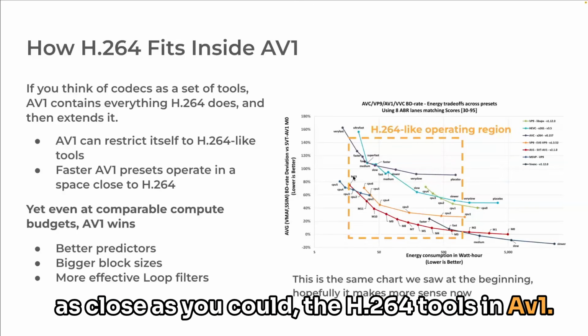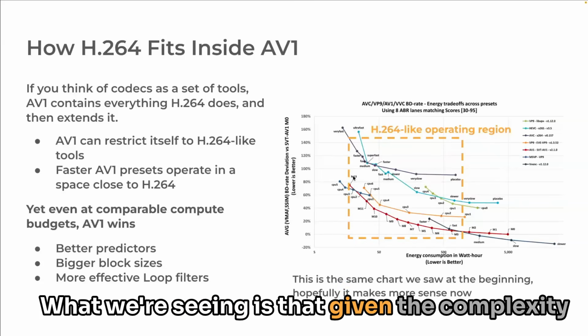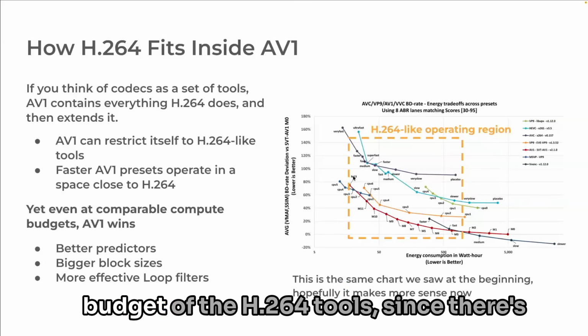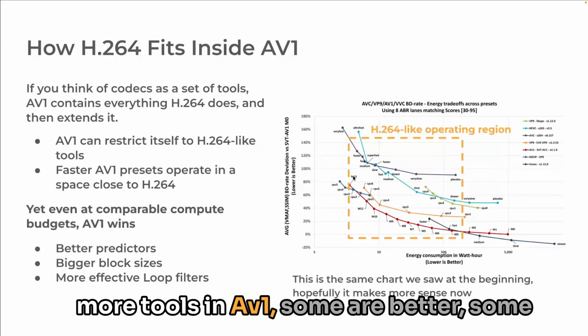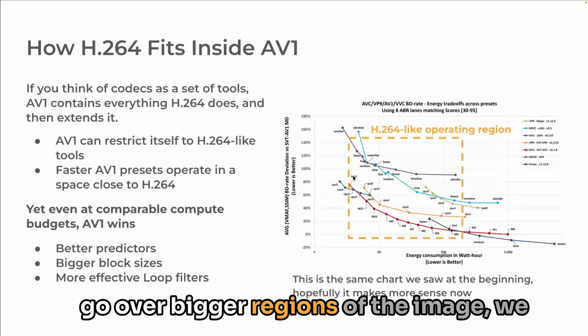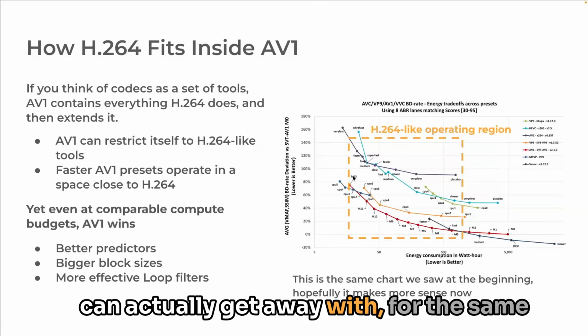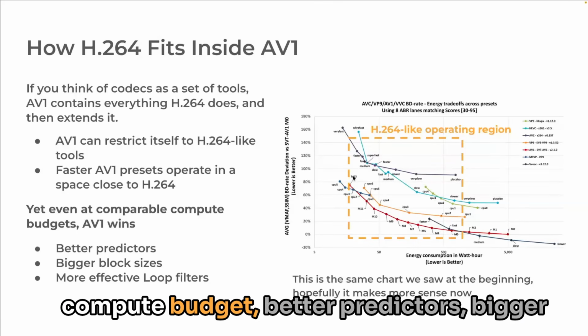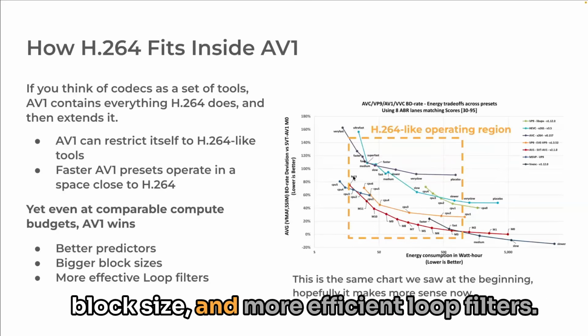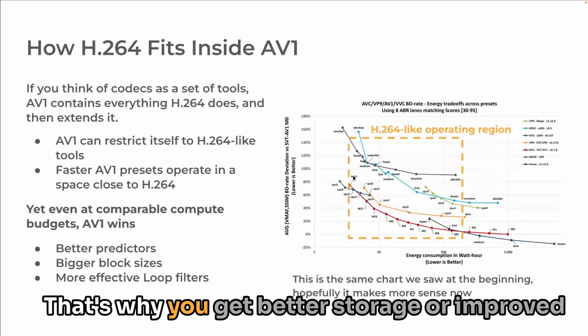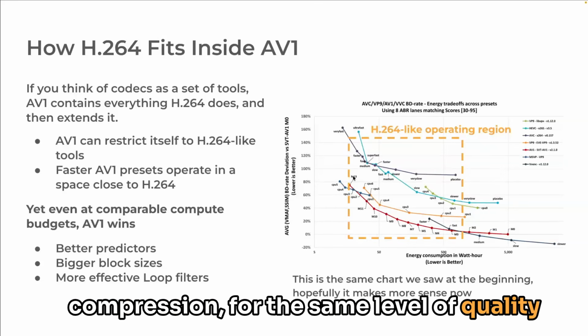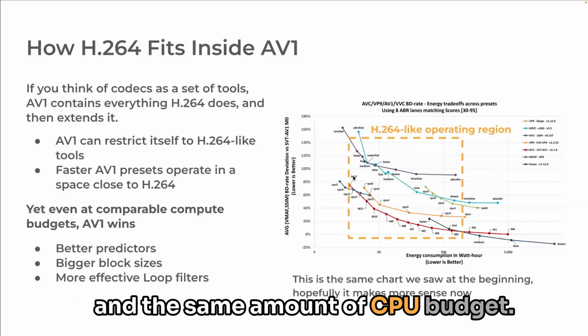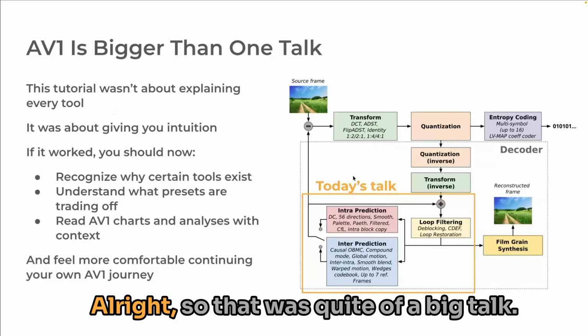What we're seeing is that given the complexity budget of the H.264 tools, since there's more tools in AV1, some are better, some go over bigger regions of the image, we can actually get away with, for the same compute budget, better predictors, bigger block size, and more efficient loop filters. That's why you get better storage or improved compression for the same level of quality and the same amount of CPU budget.